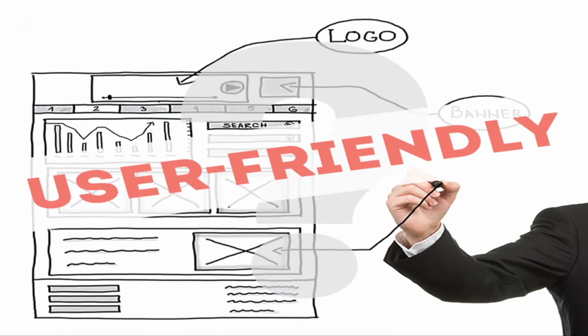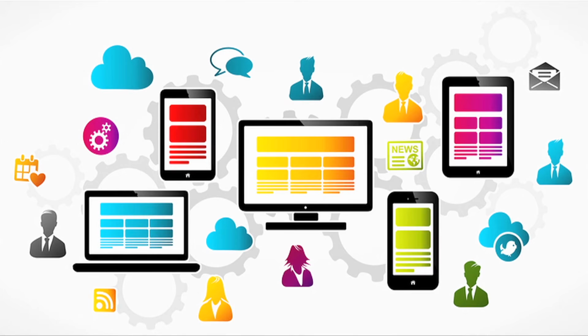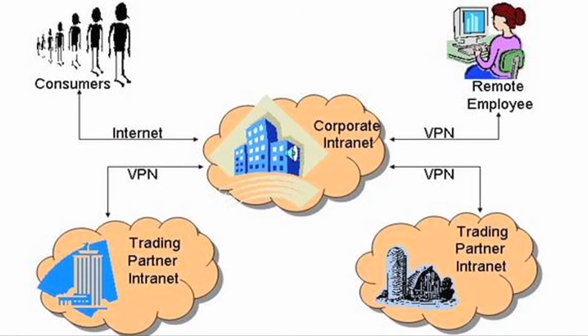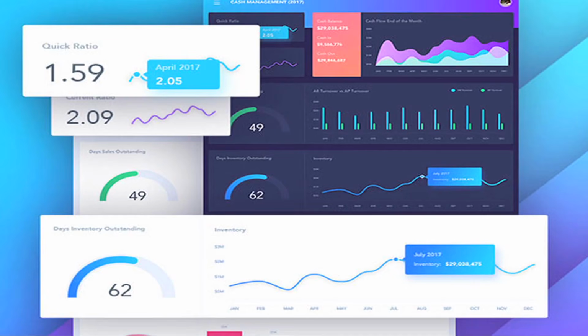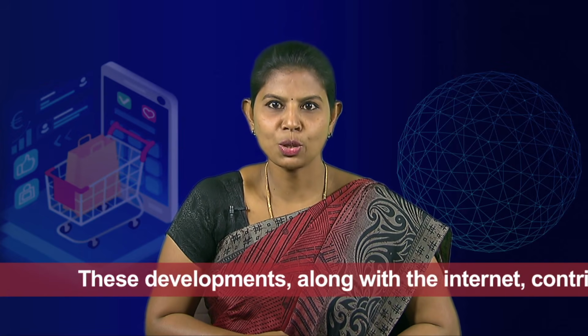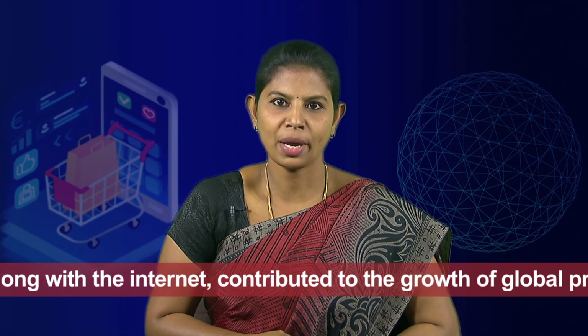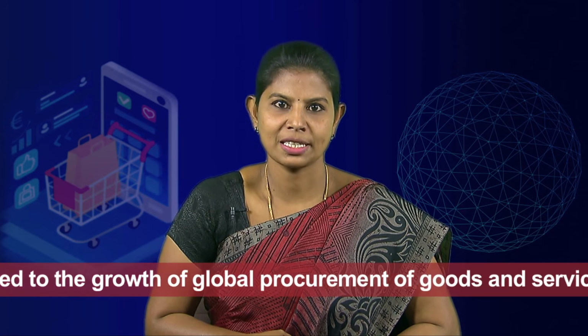The popularity of the user-friendly graphical user interface and the internet's success led to the development of intranets and extranets. Intranets, that is intra-organizational systems, and extranets, which can be termed inter-organizational systems, rely on internet protocols and web interfaces. These developments, along with the internet, contributed to the growth of global procurement of goods and services.